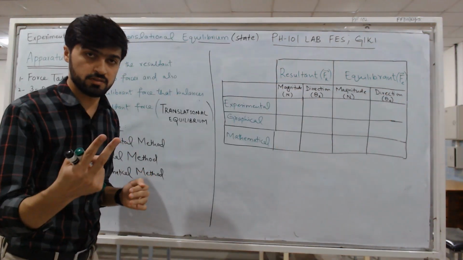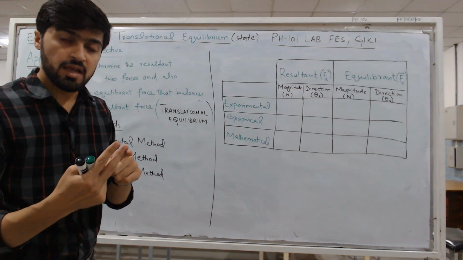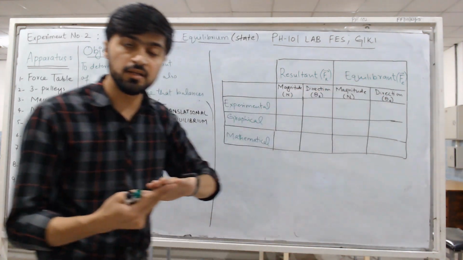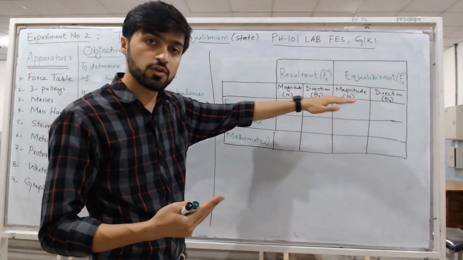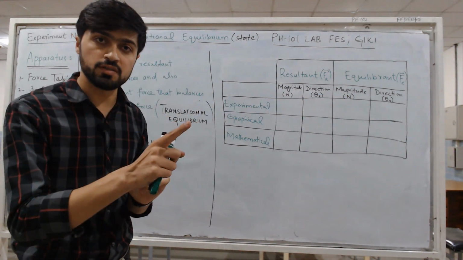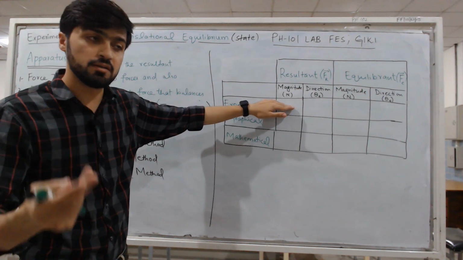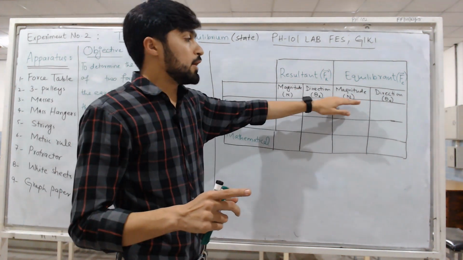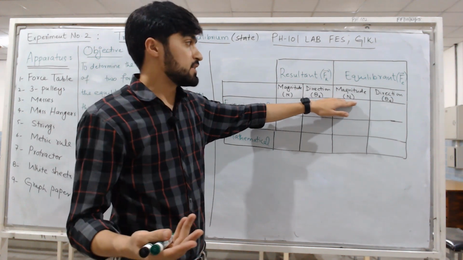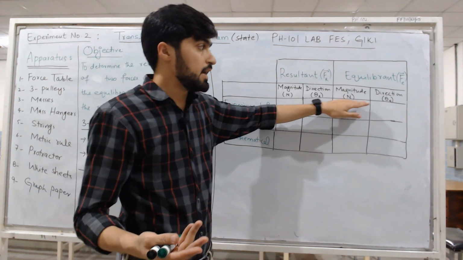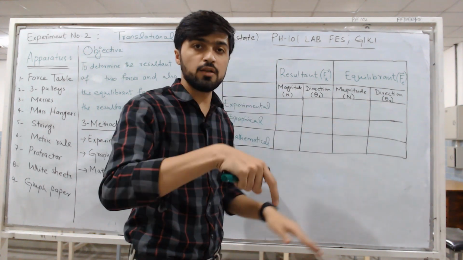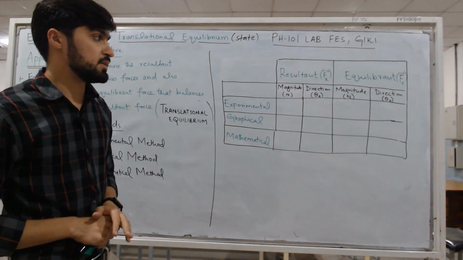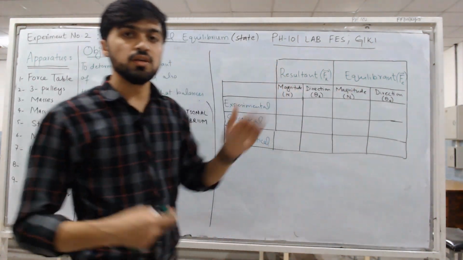We have two forces, F1 and F2, and these two forces will be balanced by the equilibrium force. Definitely the equilibrium force will balance the resultant of those two forces that we will be determining. So first we will determine experimentally the equilibrium force. What is the magnitude of the equilibrium force, and what is the direction? By looking onto the force table, we can easily say experimentally the direction and the magnitude.